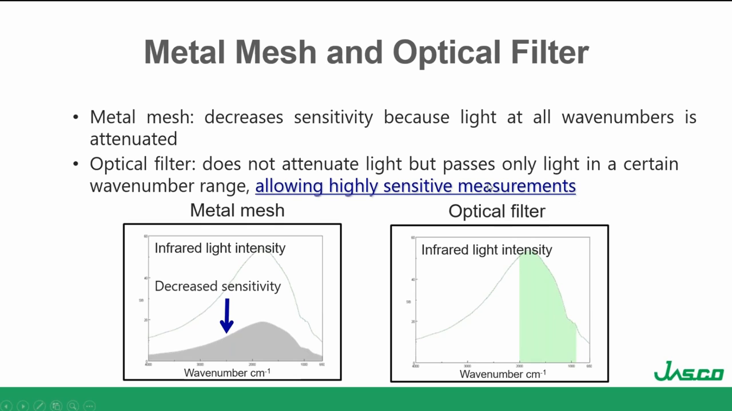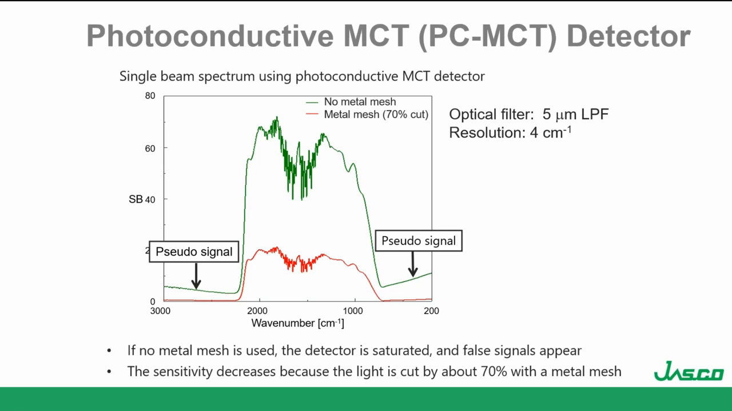But if instead of using the mesh, we only use an optical filter where the light is attenuated, but not as much as with the metal mesh, we can have infrared light intensity that is really high. And with the optical filter, we can have a specific region of interest, in this case 2,000 to 850. So there are two types of detectors, MCT detectors and the photoconductive MCT detector.